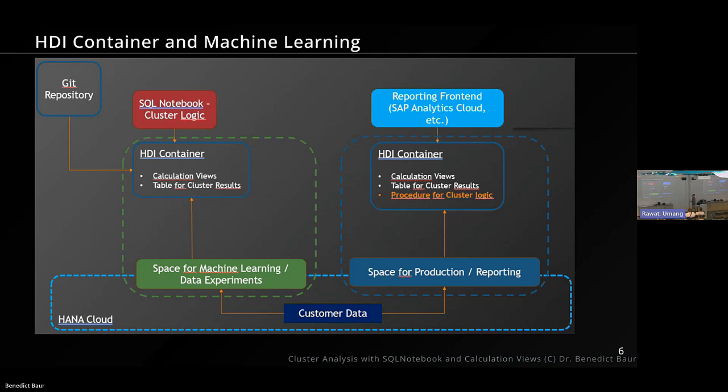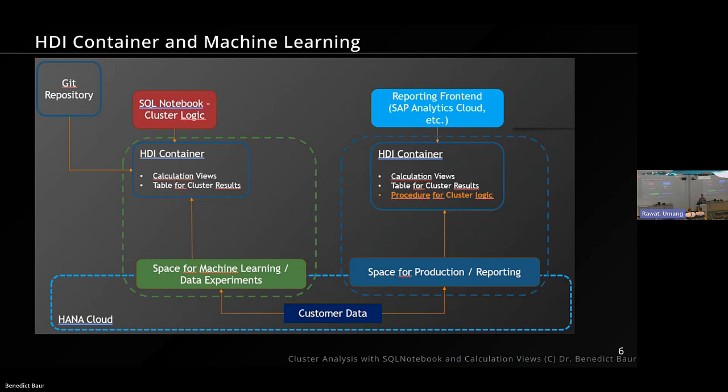Assume you have a HANA cloud with your productive data, so with our customer data, and you can define separate spaces. You can define a space for machine learning, and you provide this machine learning data via an external service into the space, and you assign your data scientists some developer roles. So they can develop calculation views, some stored procedures for the cluster analysis, and they can work in this data experiment space completely independent from some productive applications. And you use the calculation views for the evaluation of the results.